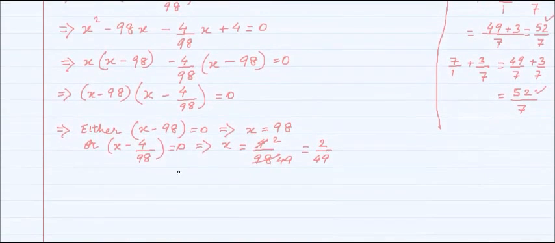So we have arrived at two values of x. It is obvious because it is a quadratic equation, therefore x will have two values. So x is equal to 98 or 2 by 49. This is our answer.